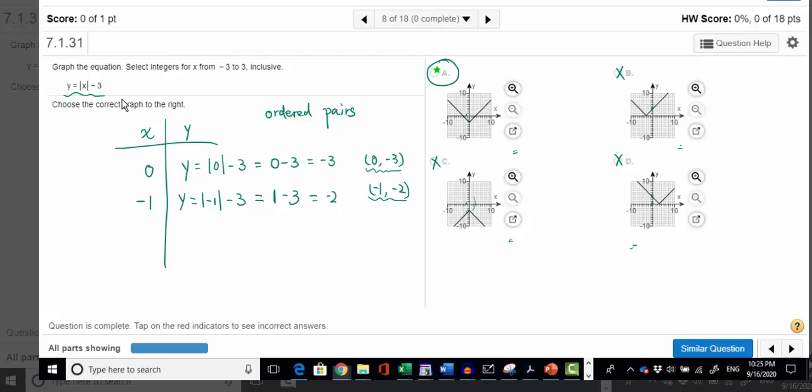So this is how you choose the correct graph given an equation. The whole process is to construct a table from the equation. So you can get some points, then you can use these points to look for the right graph, because these points have to be on the graph. So this is how you do this kind of problem.